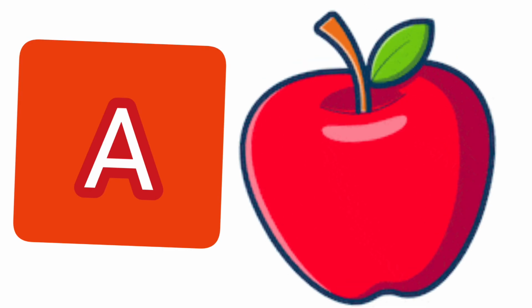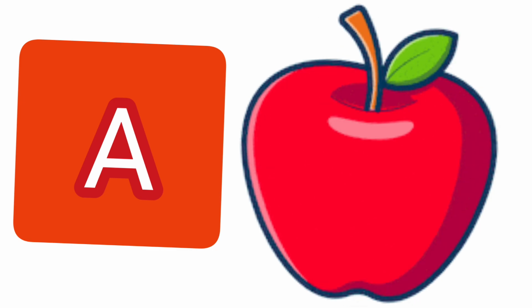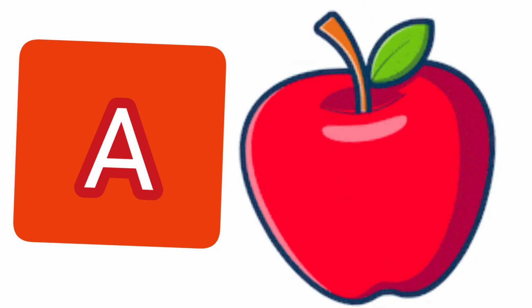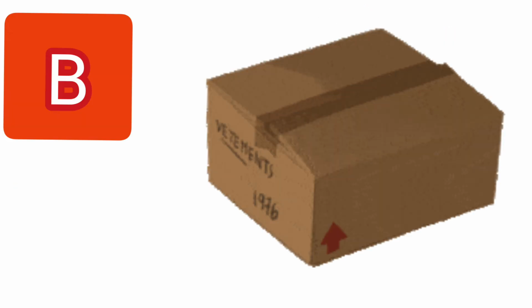A sound is a, a. Take out sound and make words. A for apple, a, apple. B for box. B sound is b, b.